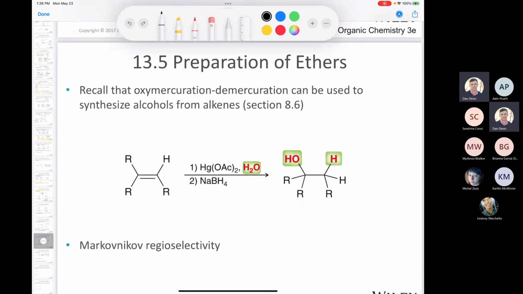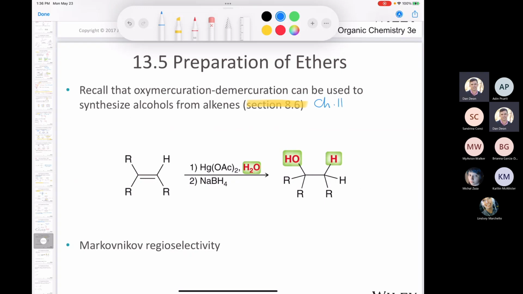Let's talk about another way you would make an ether. So far, we've talked about the industrial synthesis of diethyl ether, which is just an acid catalyzed dehydration reaction between two molecules of ethanol. Then we talked about Williamson, and now we're going to bring in oxymercuration, demercuration. Remember this old chestnut from way back in chapter 8 in the alkenes chapter? We also talked about this reaction again in chapter 11, which is the first chapter that we covered this semester.